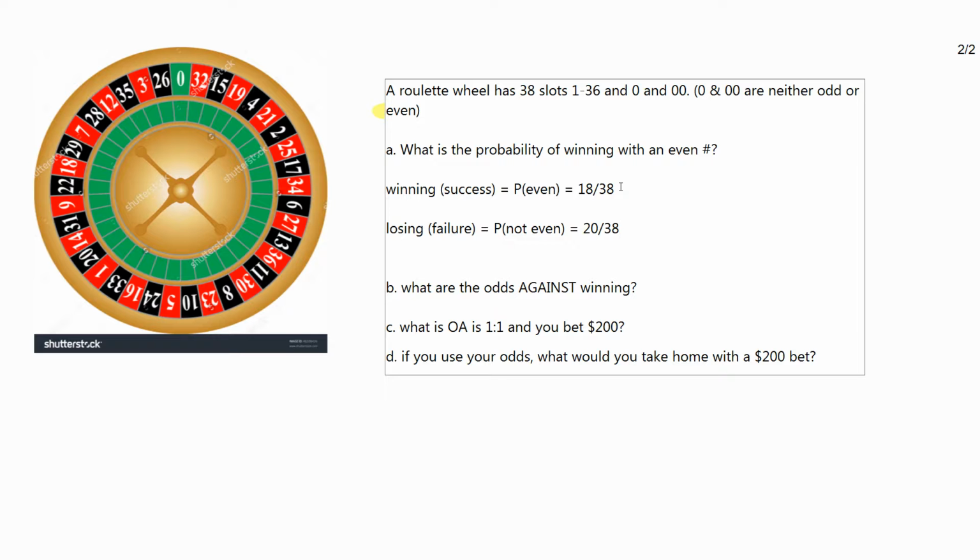Now, something else you want to do on this problem is keep everything in fractions. Because with this right here, with against winning, if you keep everything in fractions, you can cancel out and your answer is a whole lot easier mathematically. Okay, so with this problem, you want to keep everything in fractions.